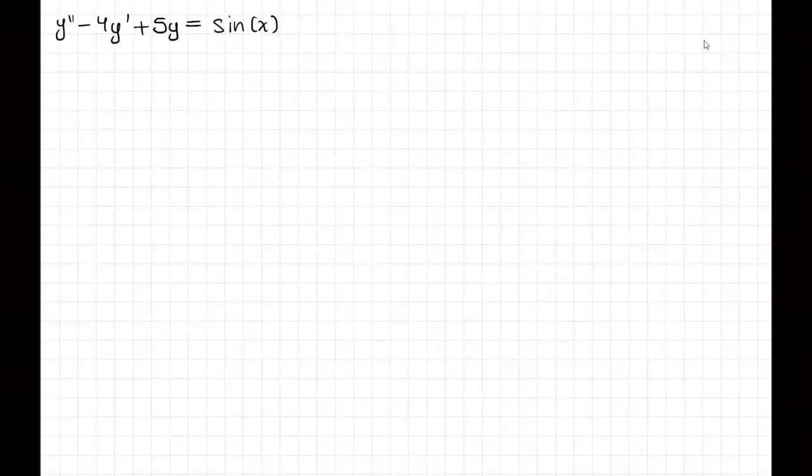Okay, for this one we have y double prime minus 4y prime plus 5y equals sine of x. So let's see for this one. Once again, we have to find the homogeneous first. So let's look for the homogeneous. That will be y double prime minus 4y prime plus 5y equals 0. From this, we find our quadratic equation, which will be lambda squared minus 4 lambda plus 5 equals 0.